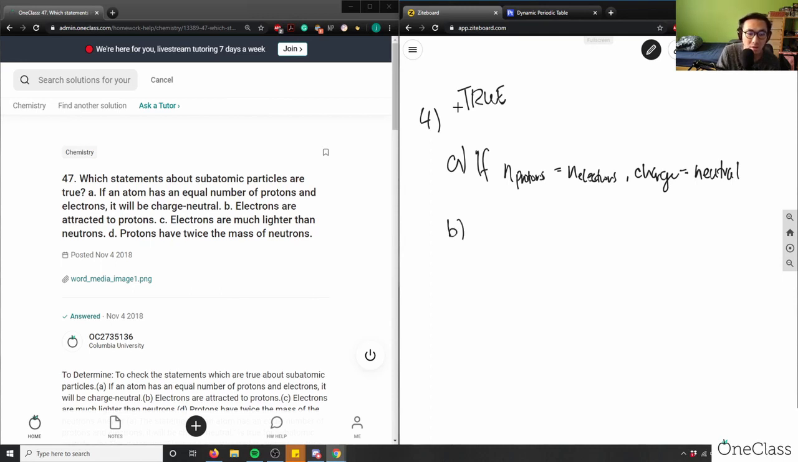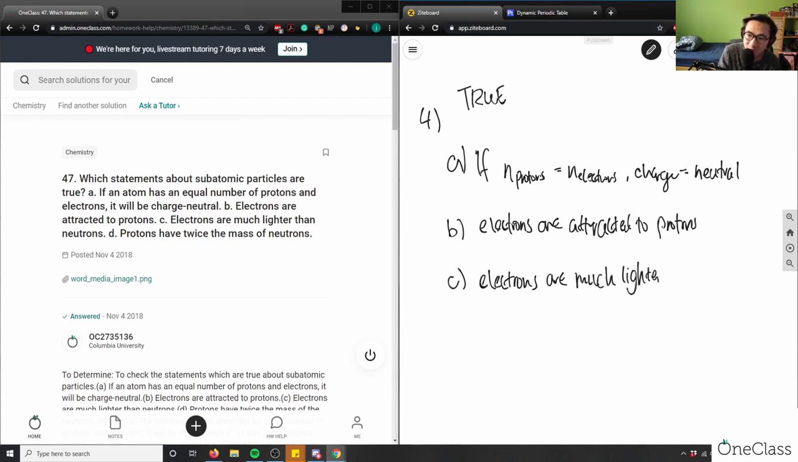B says electrons are attracted to protons. C states that electrons are much lighter than neutrons. And D states that protons have twice the mass of neutrons.